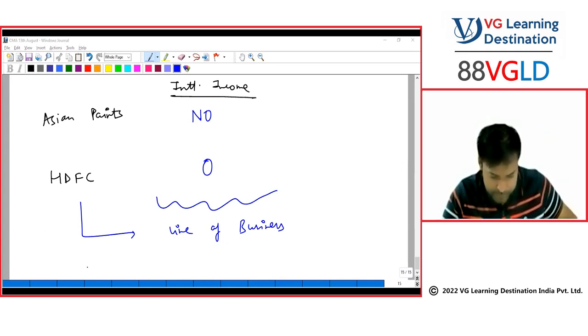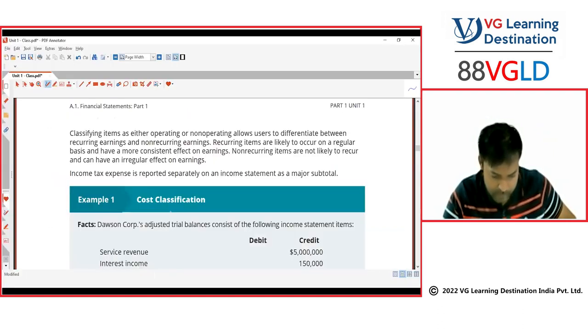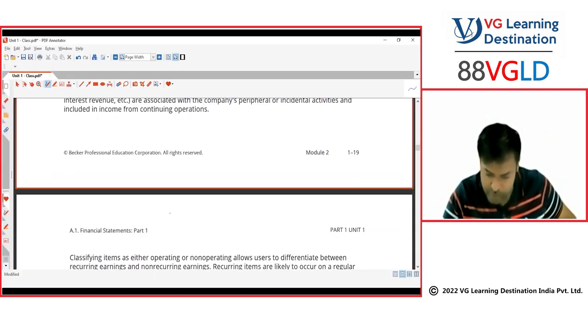Okay, let's see. Components of this, let's see.